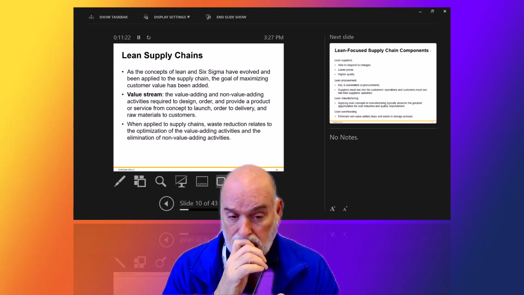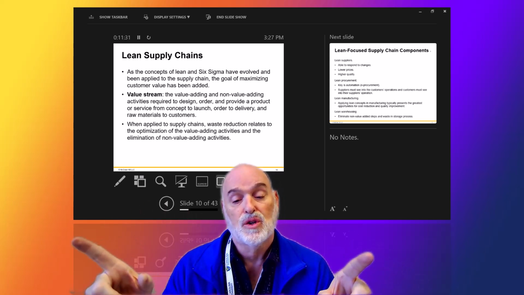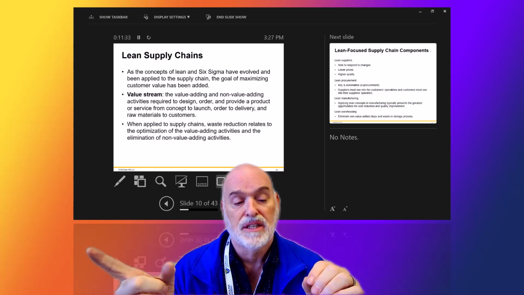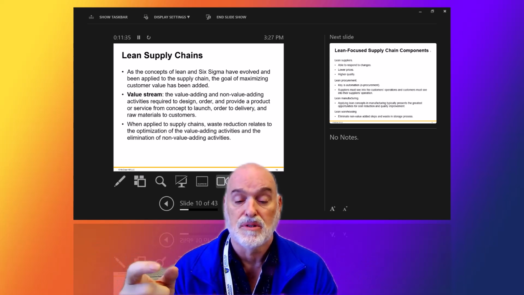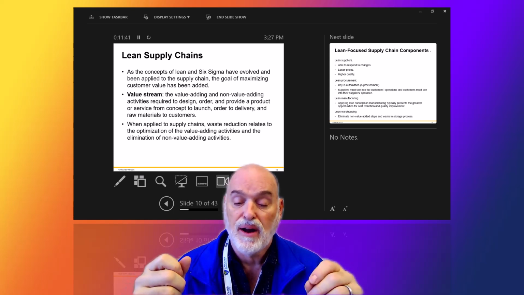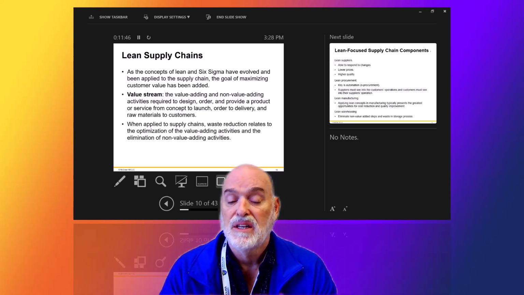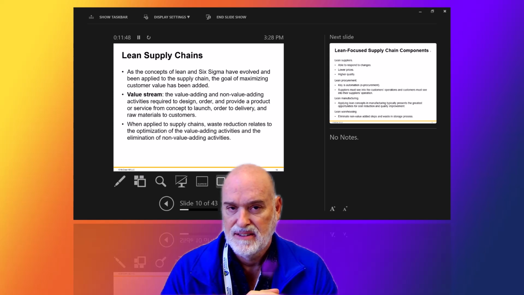Value stream, that's value adding and non-value adding activities required to design, order, or provide a product or service from concept to launch, order to delivery, and raw materials to customers. When applied in supply chains, waste reduction relates to the optimization of the value-adding activities and the elimination of non-value-adding activities.